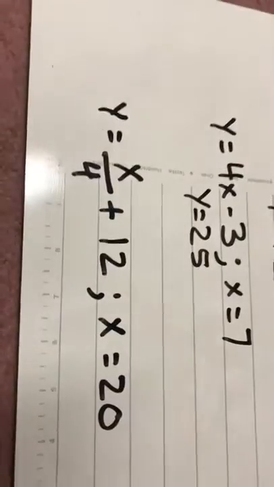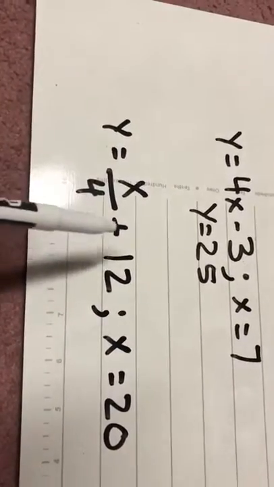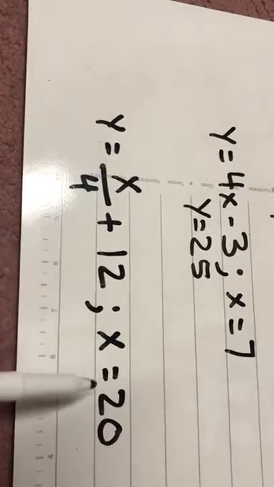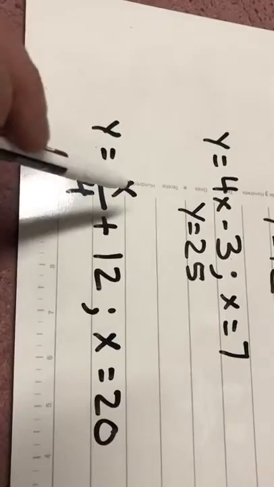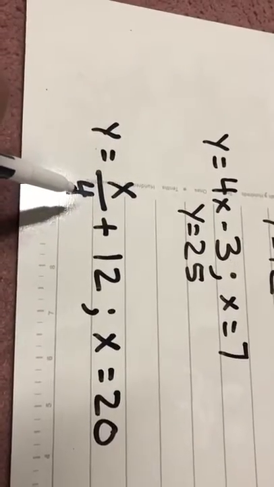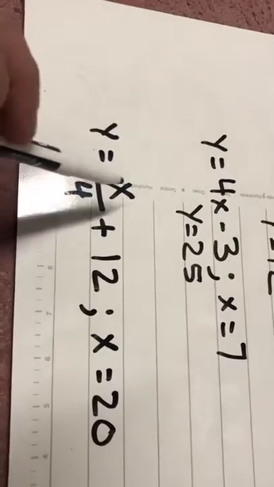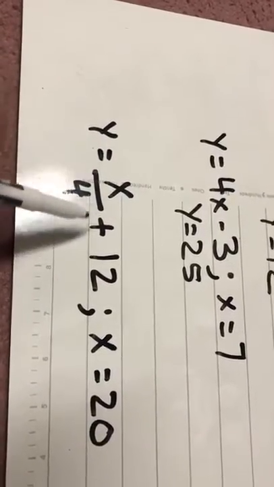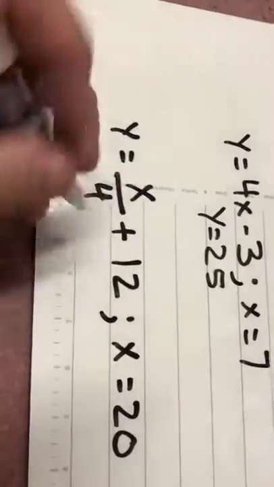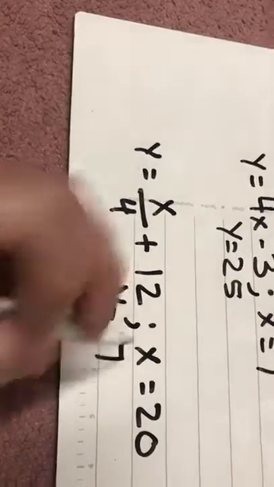Let's go to this last one before we move on to the next question. y equals x over 4 plus 12, and it tells me that x equals 20. We know that a fraction means division, x divided by 4. So since x is 20, this is going to be 20 divided by 4. Well, 20 divided by 4 is 5. So then I think 5 plus 12. Well, 5 plus 12 is 17. So I know that y equals 17.